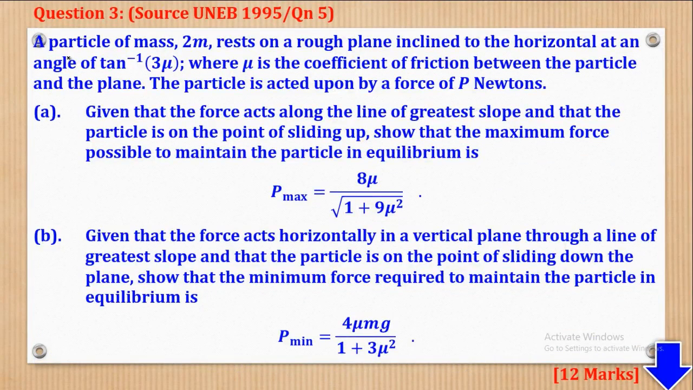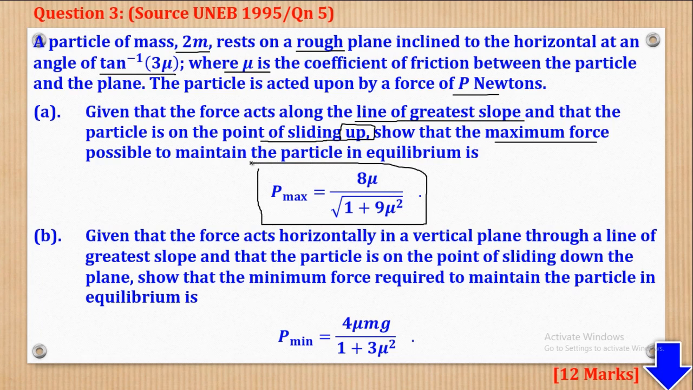Now we shall go to question 3, which says that a particle of mass 2m rests on a rough plane inclined to the horizontal at an angle of arctan 3 mu, where mu is the coefficient of friction between the particle and the plane. The particle is acted upon by a force of P newtons. Part A, given that the force acts along the line of greatest slope, that means that it acts parallel to the plane, and that the particle is on the point of sliding up, you know that word, sliding up, show that the maximum force possible to maintain the particle in equilibrium is P max equal to 8 mu over square root of 1 plus 9 mu squared.